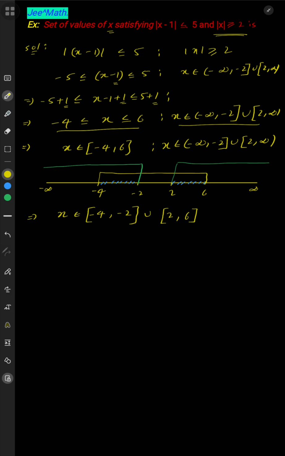Okay, so now we'll discuss the next example. Next example problem, you see here.